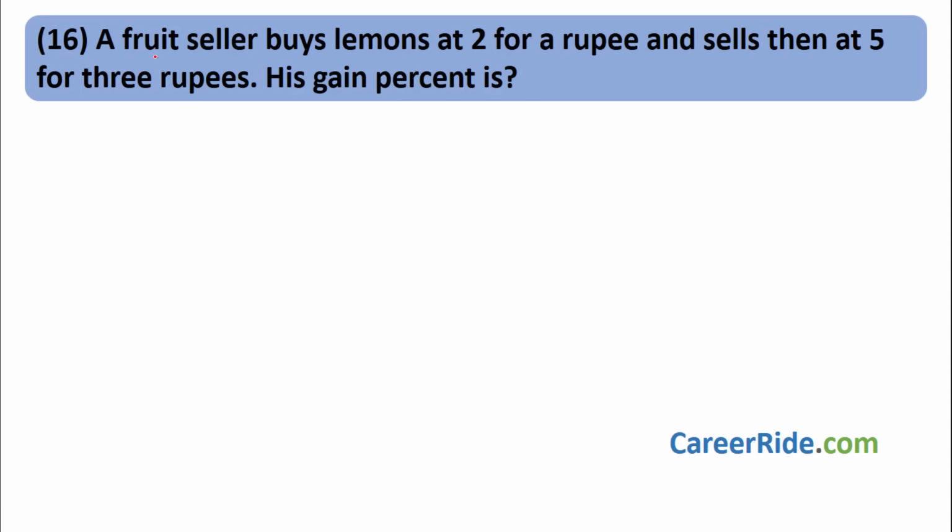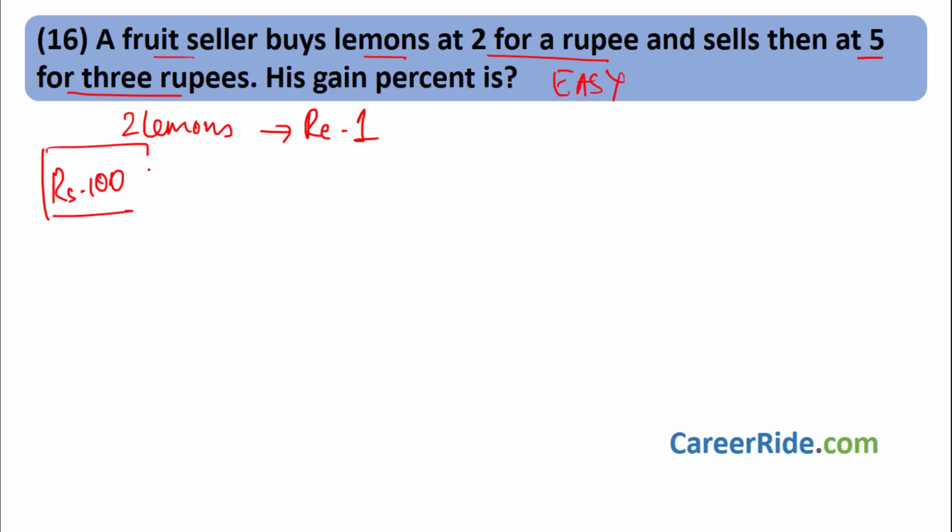Question number 16. A fruit seller buys lemons at 2 for a rupee and sells them at 5 for 3 rupees. His gain percent is, again this is very easy, you might not have many values over here, okay, but I'll tell you how to solve this. Just like in percentage we took arbitrary values, generally 100 and something like that, same way we'll do over here. Now the fruit seller buys the lemons at what price? 2 lemons for rupee 1. Let us assume that the fruit seller has rupees 100 with him.